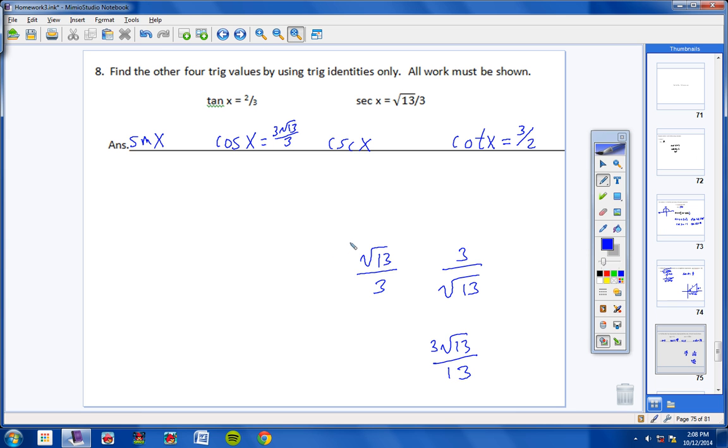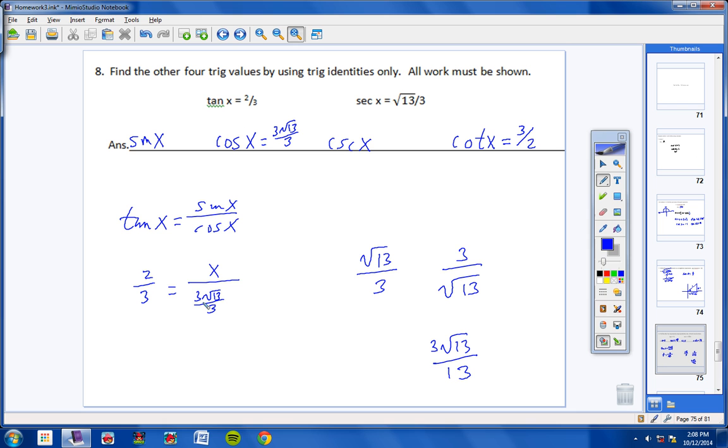Now, let's see, there's different ways to do this. I'm going to go with tangent of x equals sine over cosine. That's how I'm going to do it. And so for tangent of x, I'm going to put 2/3. For sine of x, that's my unknown, I'm just going to call that x, I guess. And then cosine of x is 3 square root of 13 over 13.